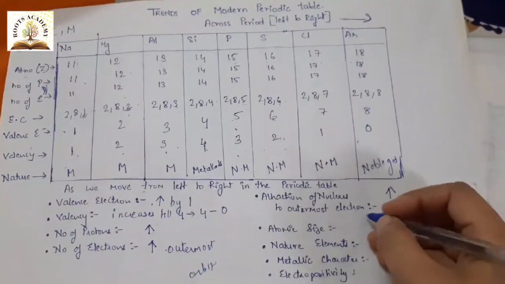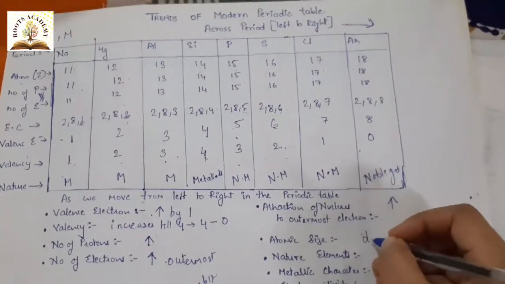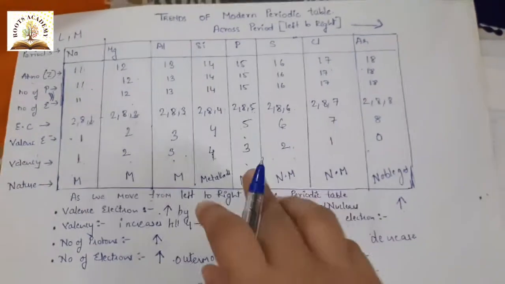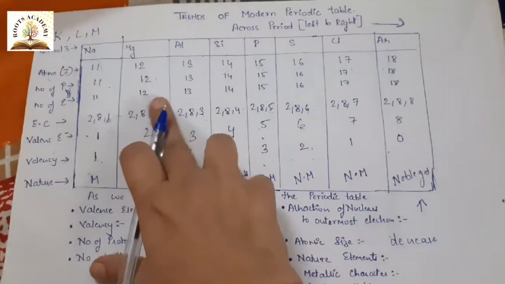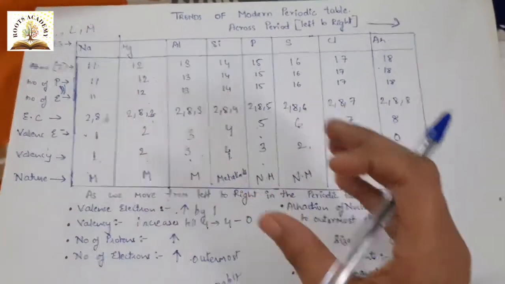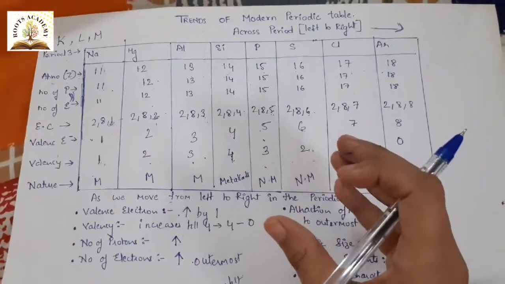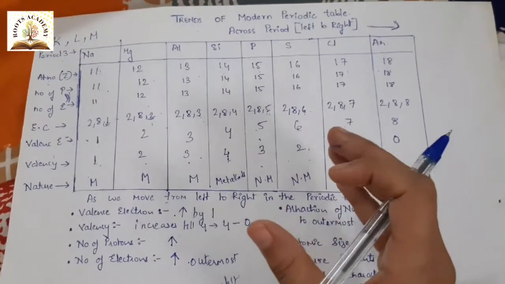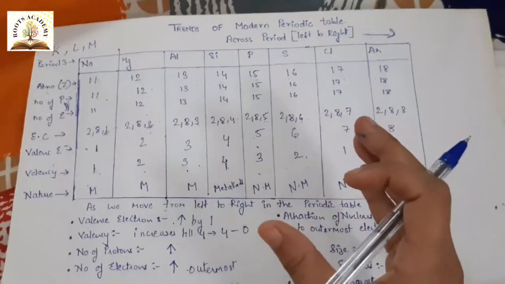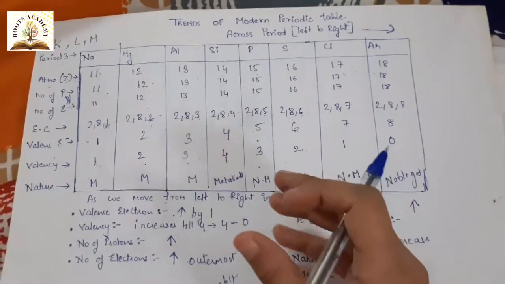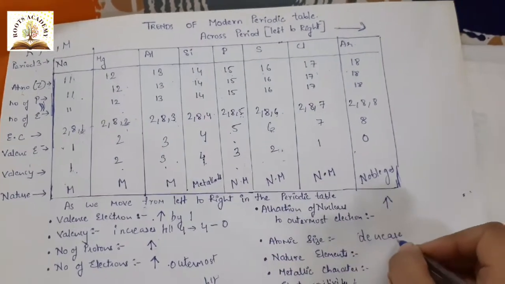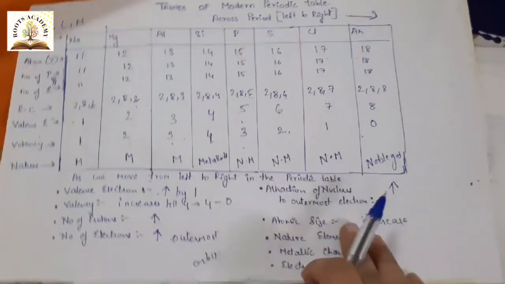Atomic size will decrease when you move from left to right. It means that when you are moving from left to right, the force of attraction is increasing, so obviously the electrons will be pulled inside, and that is the reason the size shrinks. So atomic size decreases when you move from left to right.